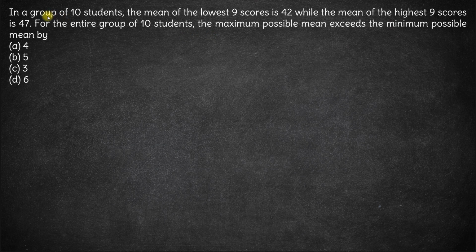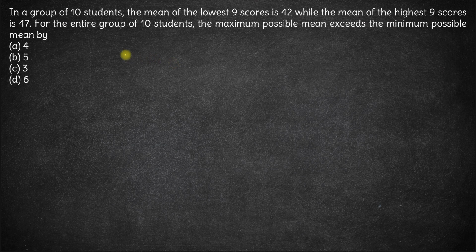Hi. Here we have a group of 10 students. The mean of the lowest 9 scores is 42, while the mean of the highest 9 scores is 47. For the entire group of 10 students, the maximum possible mean exceeds the minimum possible mean by how much?